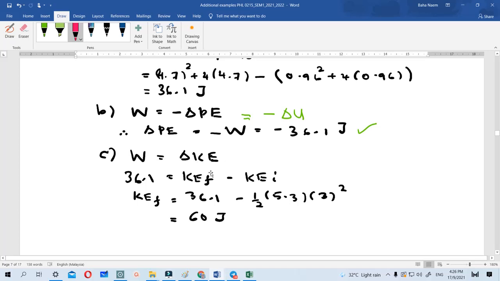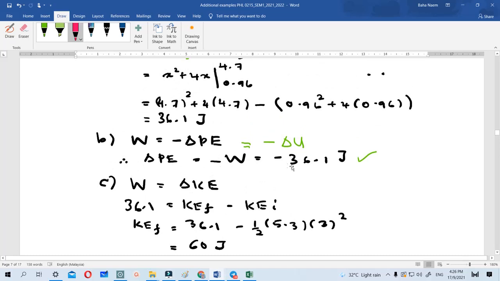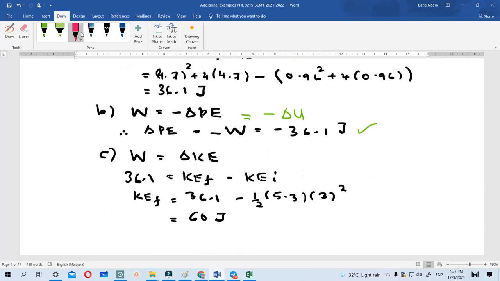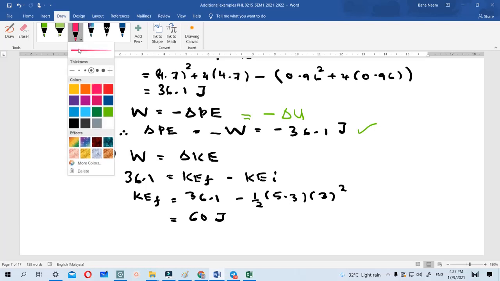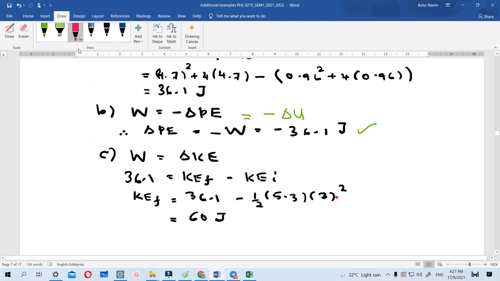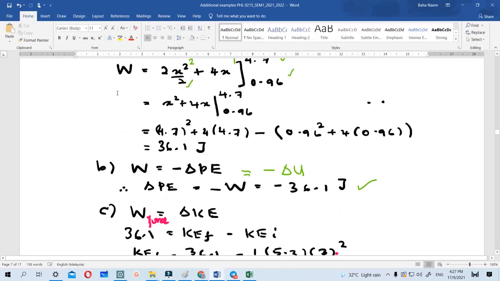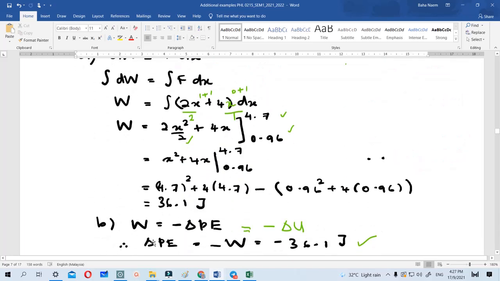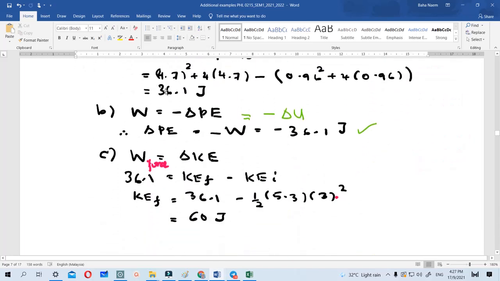Okay, why don't we put in negative 36.1? Because this is the change in potential energy. So what we did is we substitute the work by the force in this scenario. Which force? The force by the expression here, which is the one you have calculated as A just now, 36.1. That's why you substitute 36.1.